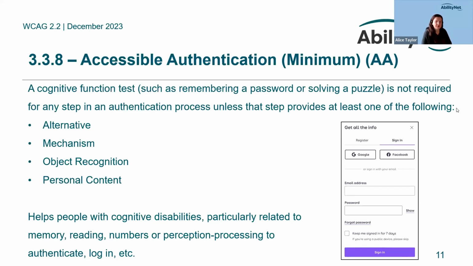We're now going to move on to the final criteria that we're going to talk about today, and probably one of the most complicated ones as well, which is 3.3.8 Accessible Authentication (Minimum), and this is an AA requirement. There is also a related AAA requirement, which has certain parts of it that aren't included. But the one we're going to talk about today is the AA requirement. So this says that a cognitive function test is not required for any step in an authentication process unless that step provides at least one of the following: an alternative, a mechanism, object recognition, or personal content.